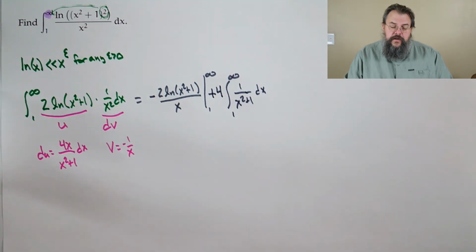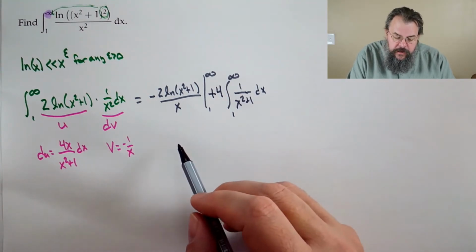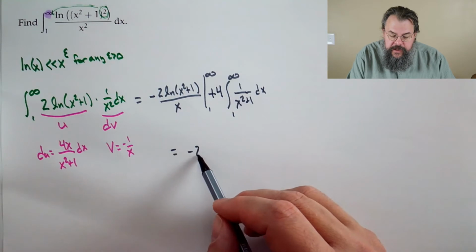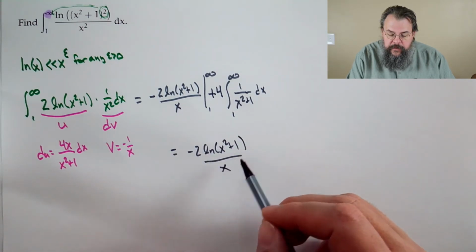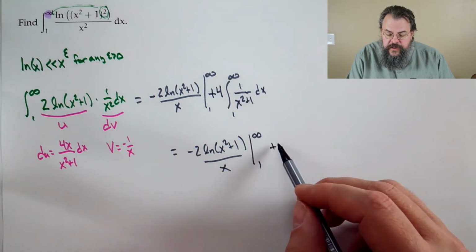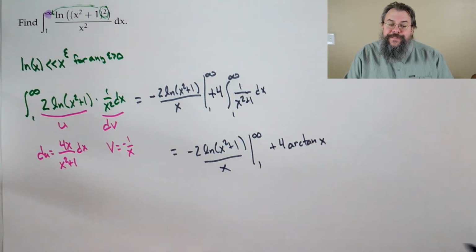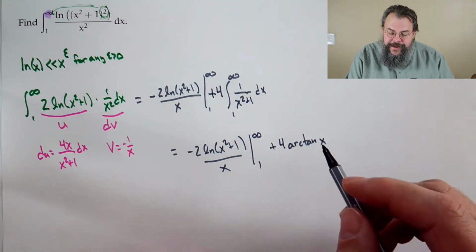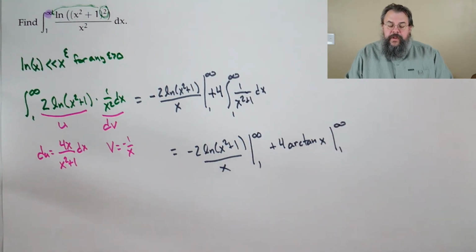All right. Well, let's go a little bit further. So minus 2 log of x squared plus 1 over x. We haven't dealt with that yet. We will in a second. And this is a nice function, it's arctangent. They were so nice to us. They gave us something that we could integrate. Okay, and we're going to go from 1 to infinity.